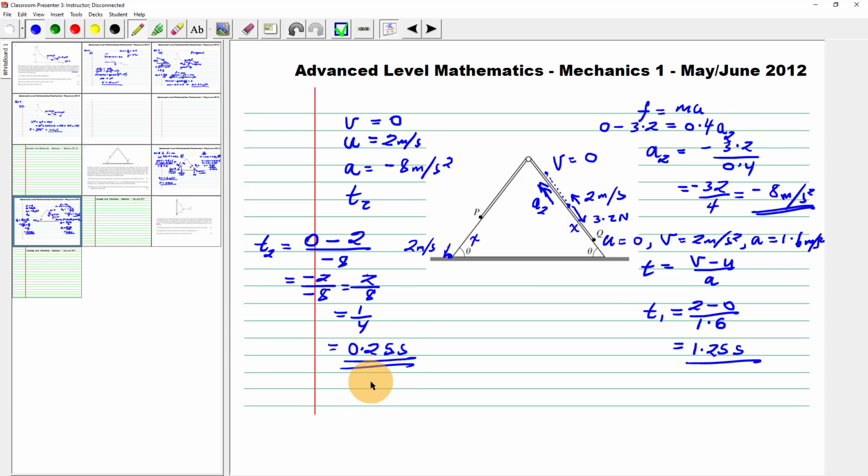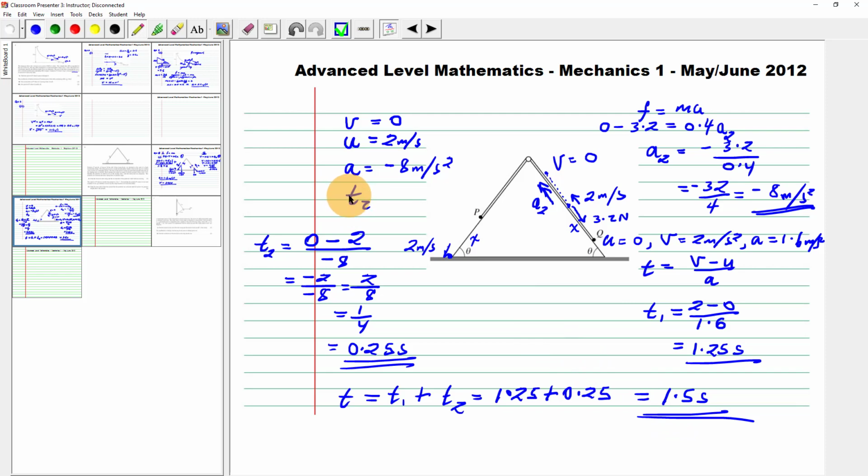So the total time, because that is what the question is asking, the total time will be equal to t1 plus t2. And this will be 1.25 plus 0.25, and this will be 1.5 seconds. And that is how you would work out the part 2 of question 6.